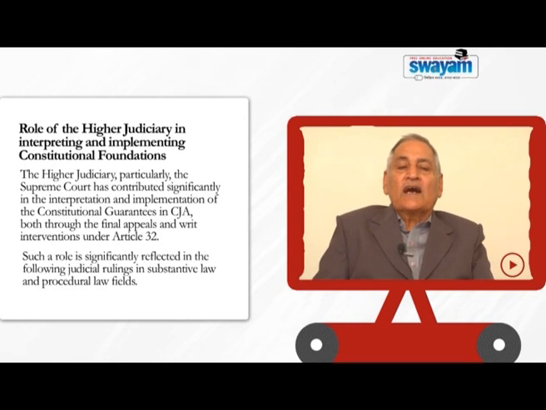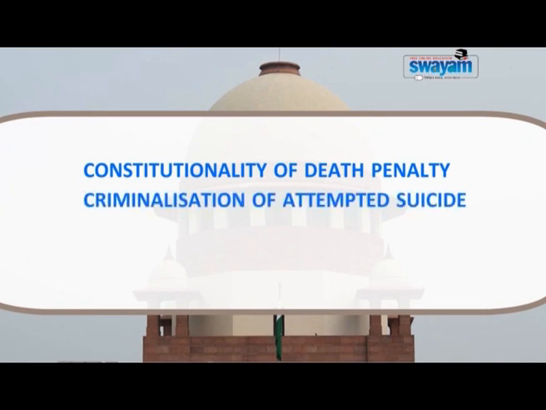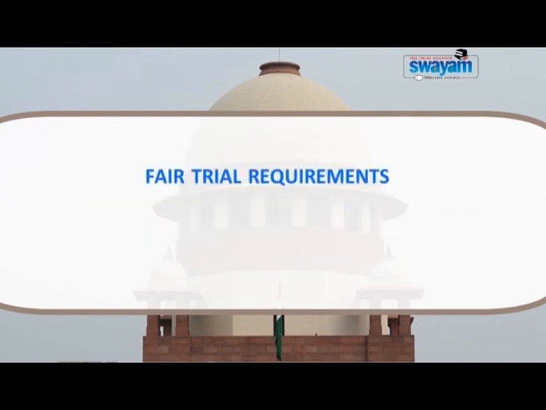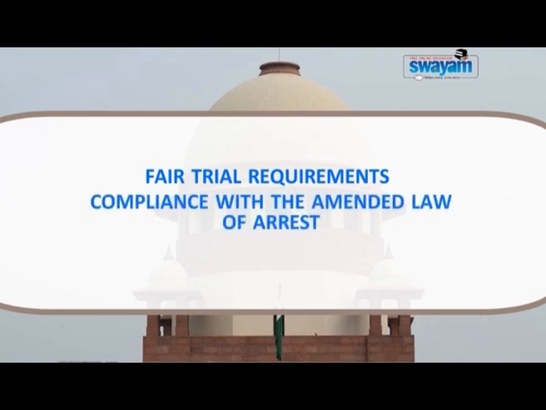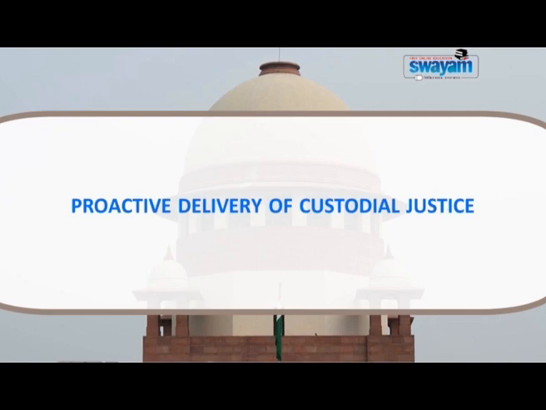The 6 or 7 rulings which we have discussed here are: constitutionality of the death penalty, criminalization of attempted suicide, and decriminalization of consenting adult homosexuality. These 3 are changes or constitutional interpretations by the courts in substantive law areas. The remaining 4: fair trial requirements, the essentials of fair trial; fifth, compliance with the amended law of arrest, about which the courts have been very, very serious; sixth, equality under criminal justice administration, which has also been very strongly reflected in 2 apex court rulings; and finally, proactive delivery of custodial justice.